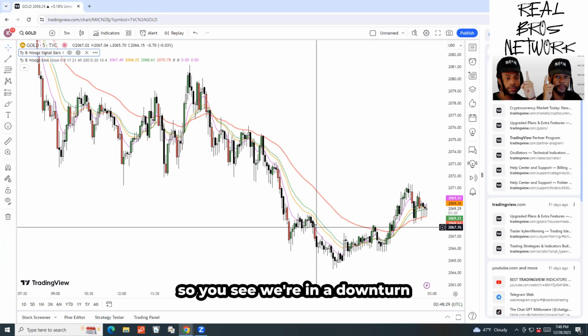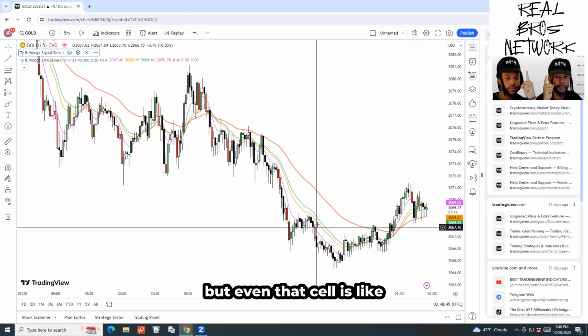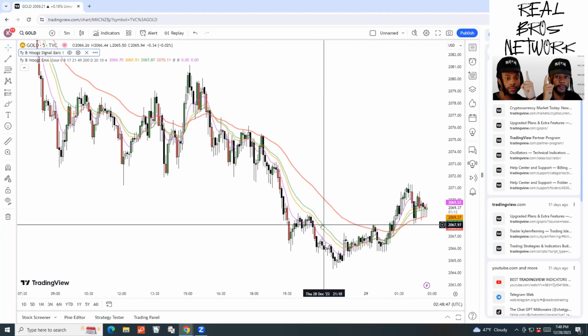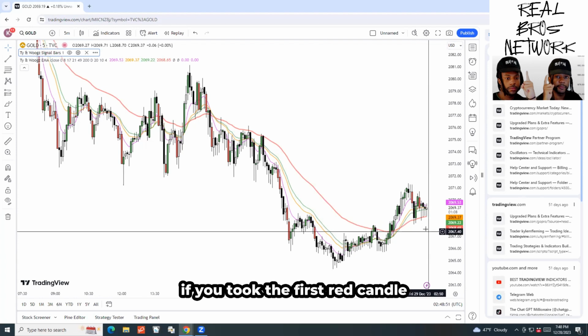So you see we're in a downtrend and the price is kind of in a 50-50 moment. It's above the EMA, but it's in a downtrend. So as a trader right here, I wouldn't place a trade. If I did place a trade, it would be that sell over there that we saw. But even that sell, you would be in profit if you took the first red candle.